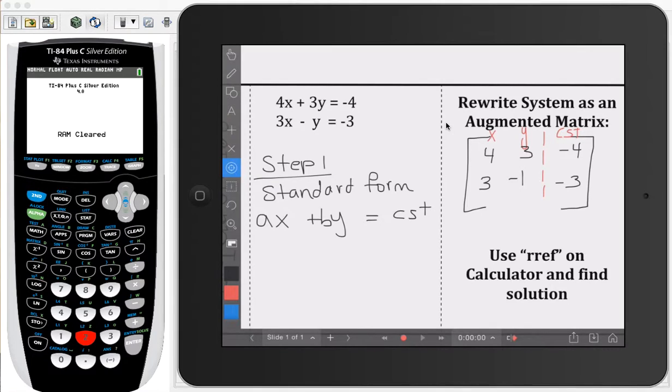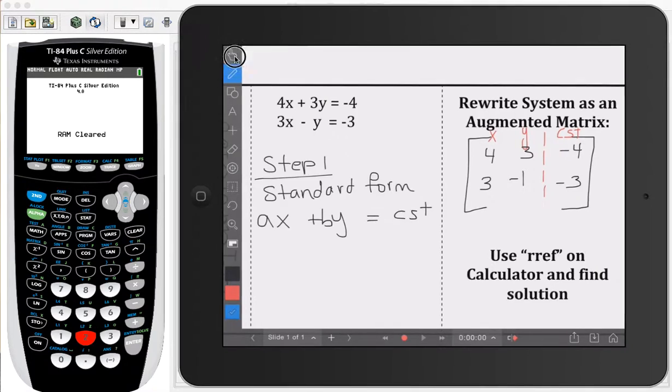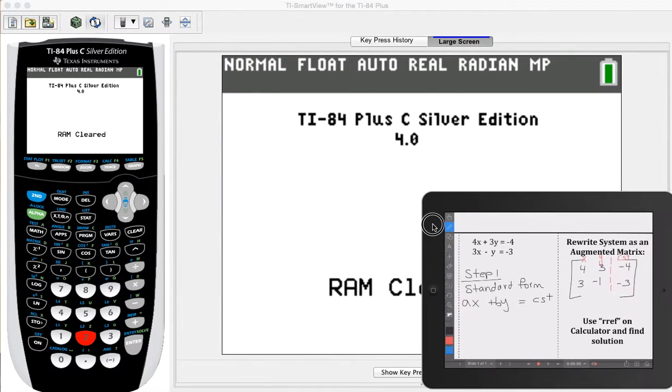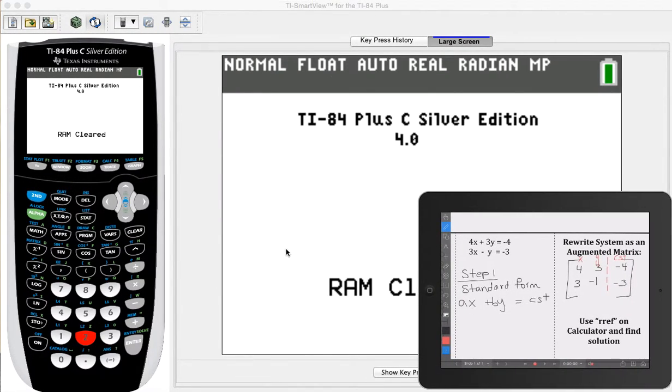Now this is how you write the augmented matrix. Now how do I put the values in the calculator? How do I use RREF, reduced row echelon form, on the calculator to find the solution? So let's go ahead and review all of the steps. First of all, I need to put the values in. So how do I put the augmented matrix in your calculator?